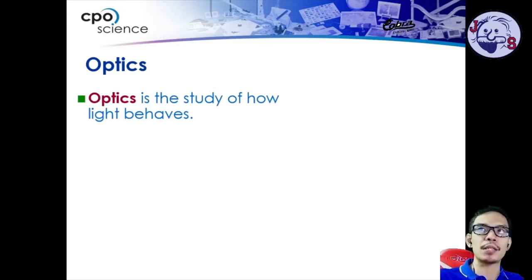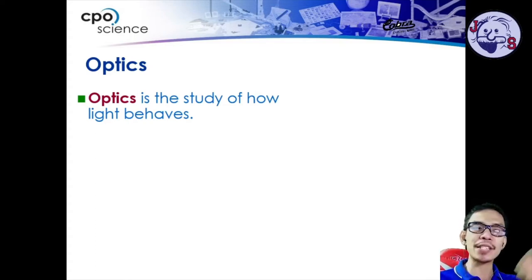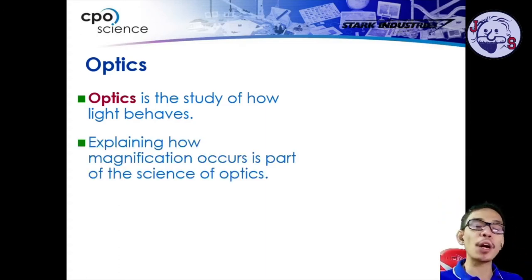As I've said earlier, optics is a branch of physics that studies how light behaves. It tackles the behavior of light as it enters a material or as it bounces off a certain material. It includes also the study of lenses, mirrors, and prisms. In optics, we are going to explain how an object is being magnified. Magnification is very important in optics because through it we will learn how light interacts in a certain material like lenses and mirrors.